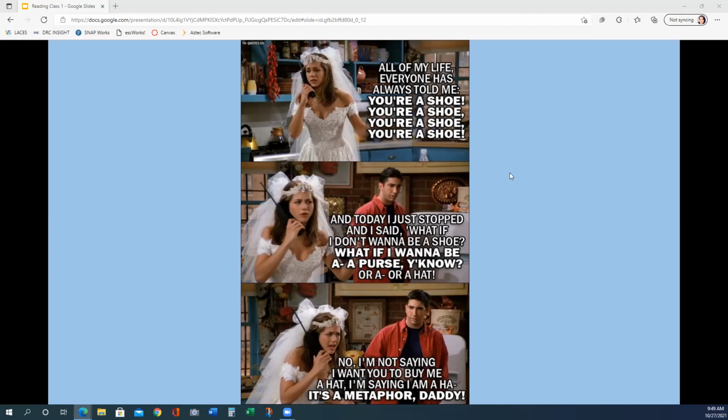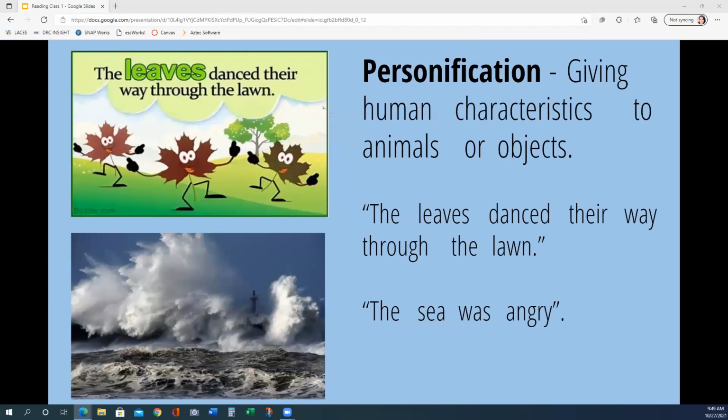And today I just stopped and said, what if I don't want to be a shoe? What if I want to be a purse, or a hat? And her dad's on the phone saying, well, go buy a hat. I'll buy you a hat. And she says, no, I'm not saying I want you to buy me a hat. I'm saying I am a hat, Daddy. It's a metaphor. So she is not saying that she's like a hat. She's saying she is a hat. She wants to be something different than what everybody expected her to be. That's a funny example of a metaphor. She's comparing herself to a hat, saying, what if I don't want to be a shoe? What if I want to be a hat? But anyways, you've got to watch that show. It's hilarious.